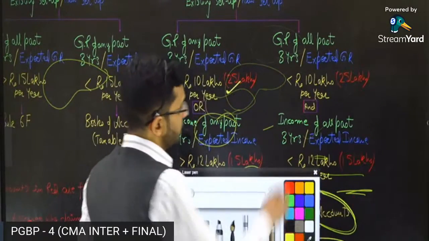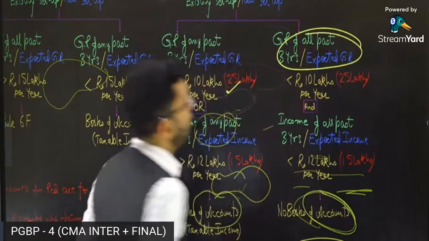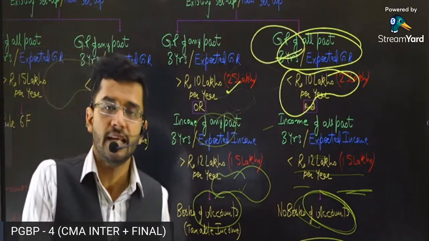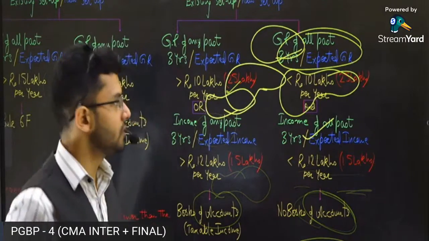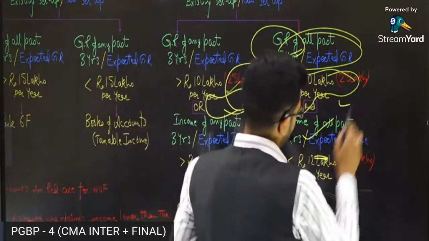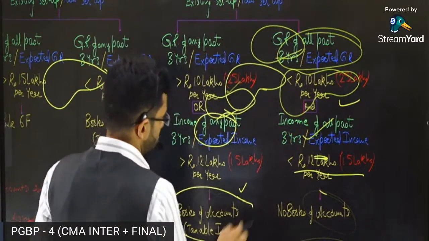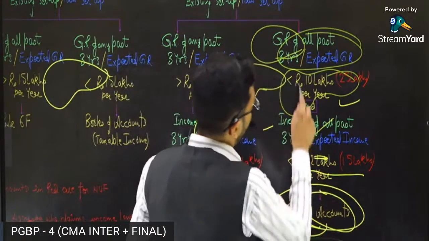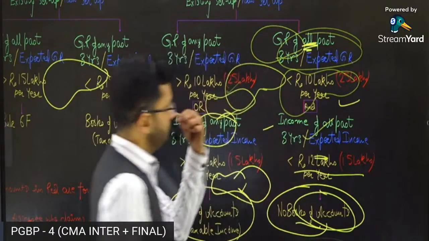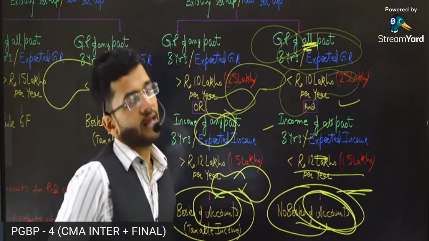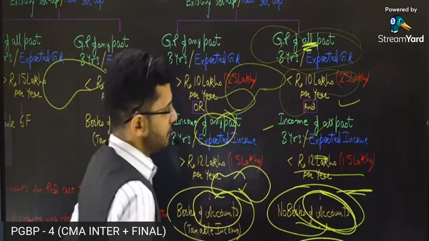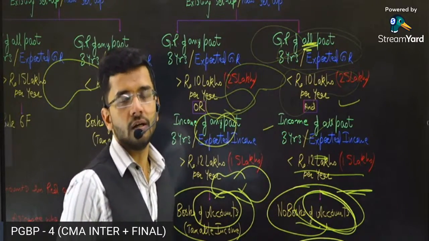Again, the thing to be noted is gross receipts of all past 3 years should be less than 10 lakh rupees. If gross receipts of even 1 year is more than 10 lakh rupees, then also, guys, we will be required to prepare our books of accounts. So if you don't want to prepare books of accounts, gross receipts of all past 3 years should be less than 10 lakh rupees. That is the principle which we are going to follow in this particular case.